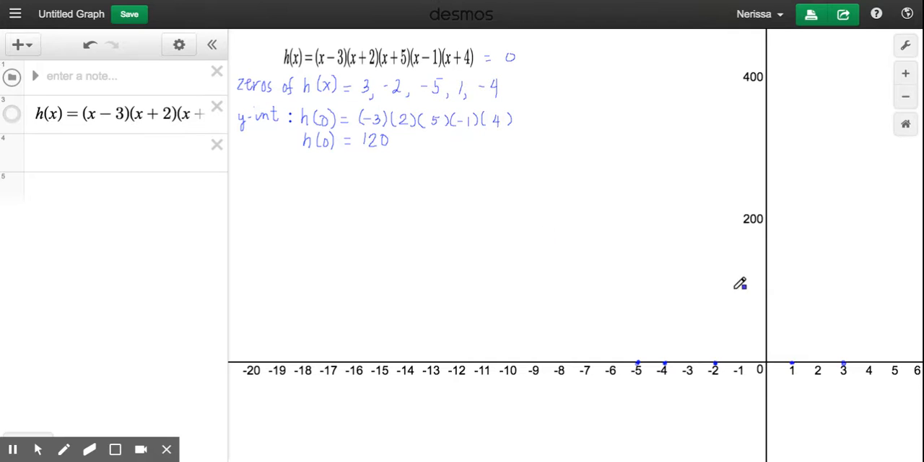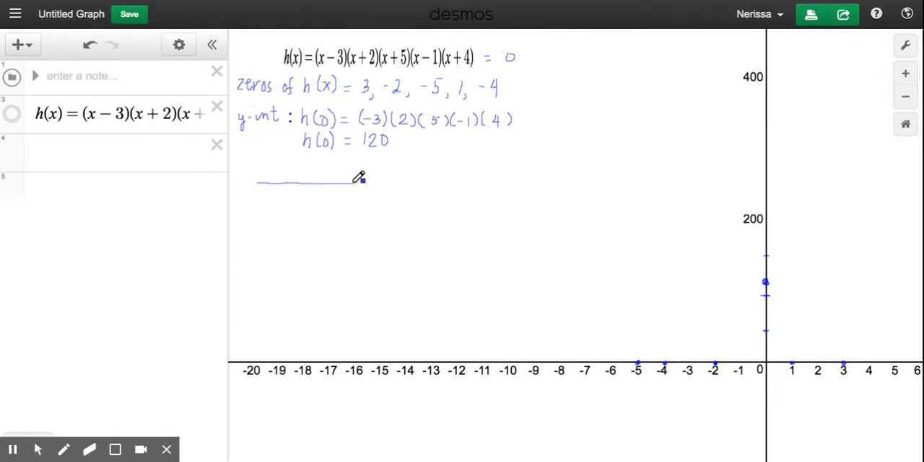Now the y-intercept. The y-intercept is 120. So let's see. Maybe 100 is right here. So this is 150. This is 50. So maybe 1, 2, 3, 4, 5. So maybe 120 is about here. That's the y-intercept.